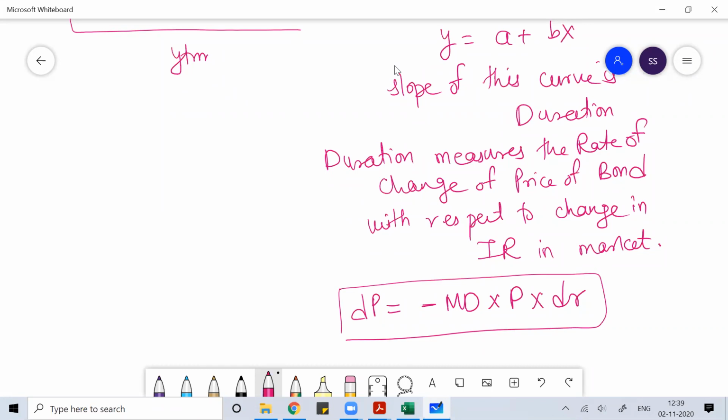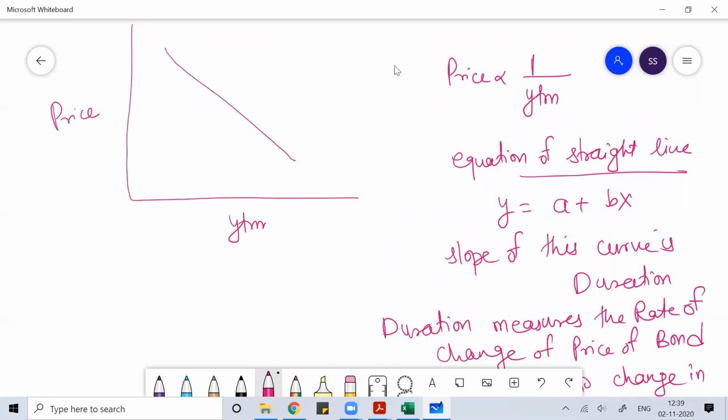So whenever we talk about the change in price, the change in price is equal to minus of modified duration into price into change in interest rate. So here you can understand that whenever the interest rate increases, the price of the debt instrument decreases. Whenever the interest rate decreases, the price of the debt instrument increases. But whenever a small change happens in the interest rate in the market, maybe 5 basis points or 10 or 15 basis points, you can see the opposite change in the price, but a larger change in interest rate does not bring that change in the price.